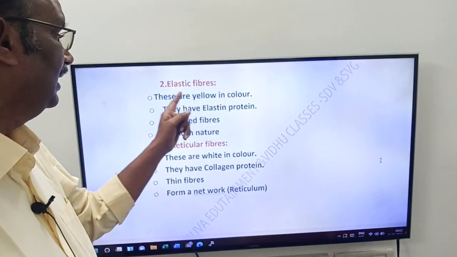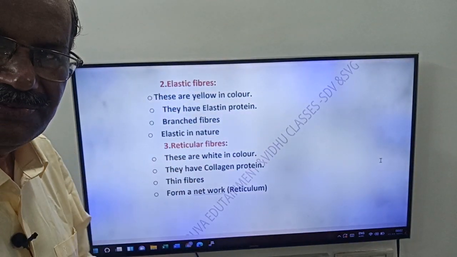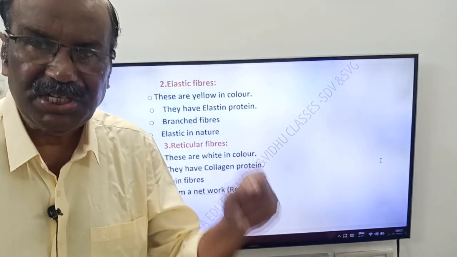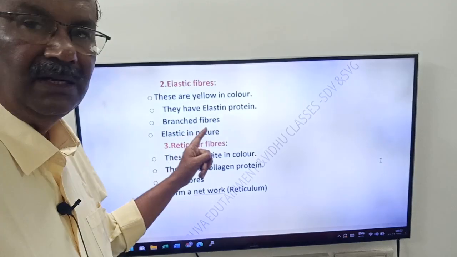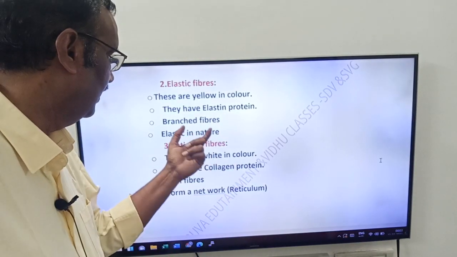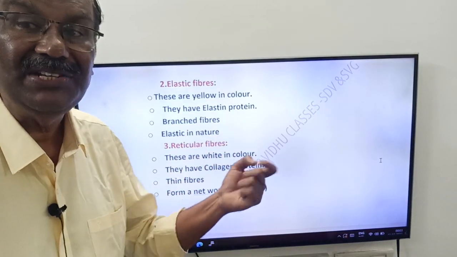Once again friends, elastic fibers, what is the color of the elastic fibers? Yellowish in color. What type of protein they have? Elastin protein. These are branched fibers and they are elastic in nature.